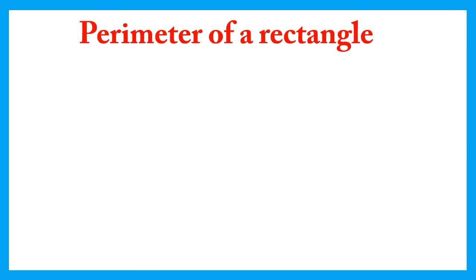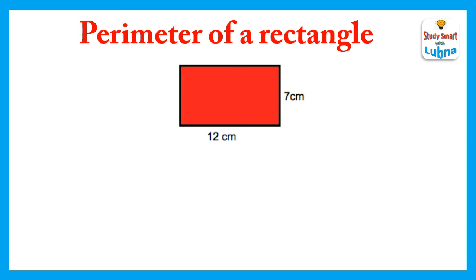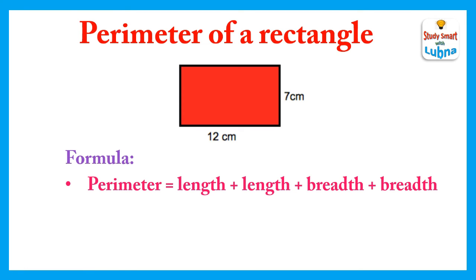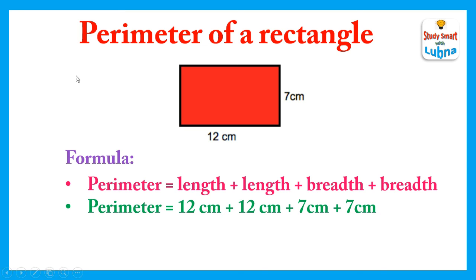Now let's solve some examples. Here a rectangle is given. Its length is 12 cm and breadth is 7 cm. So we'll use the formula: length plus breadth, and find the perimeter of a rectangle. As we know, length is 12 cm, we'll put 12 cm, and then breadth 7 cm, we'll write 7 centimeter. So after adding them, we will get perimeter is equal to 38 centimeter.